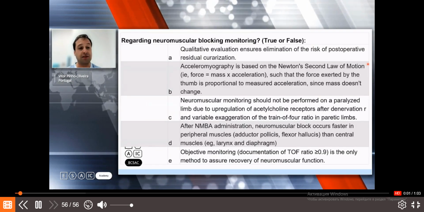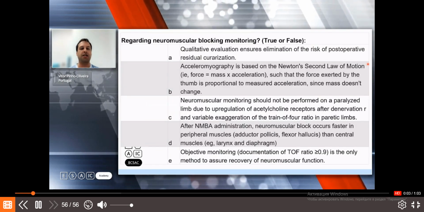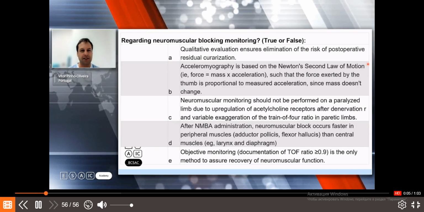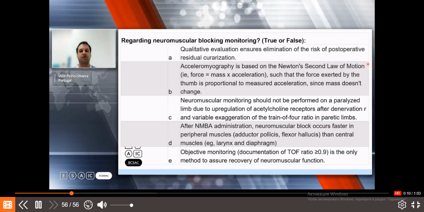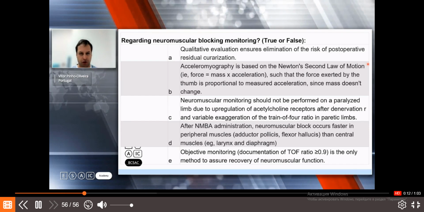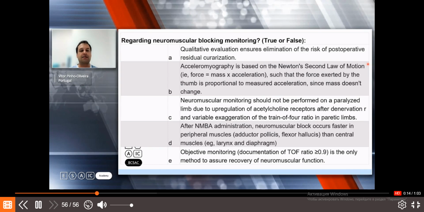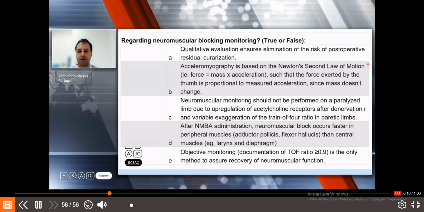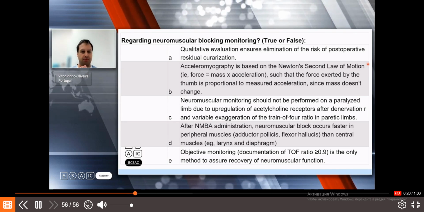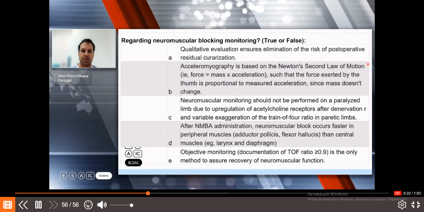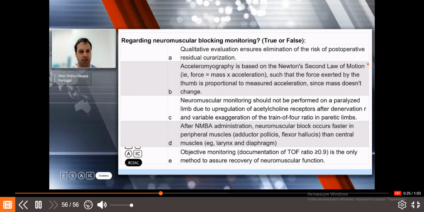I have this question. It's a true or false question regarding neuromuscular blocking monitoring. A, true or false: qualitative evaluation ensures elimination of the risk of postoperative residual curarization? B, the acceleromyography is based on Newton's second law of motion, such that the force exerted by the thumb is proportional to the measure of acceleration, since mass doesn't change.